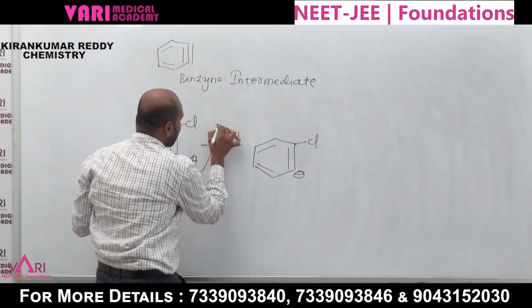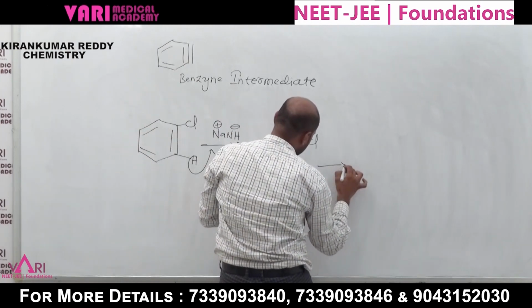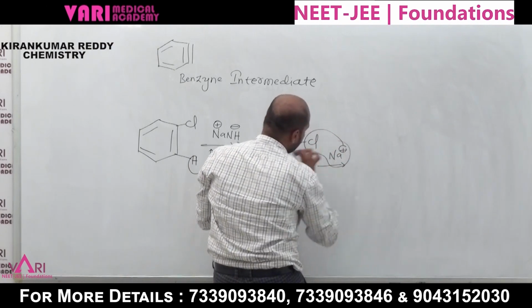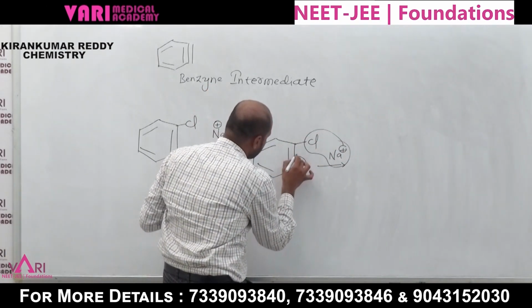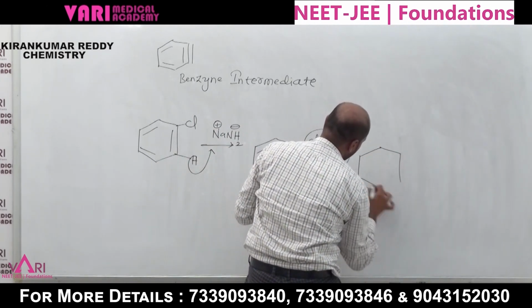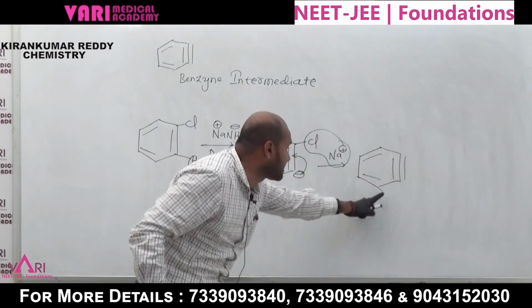Here is Na plus, NH2 minus. Here Na plus is present. Na plus and Cl minus are removed as NaCl. Now this bond is shifted like this. The benzyne intermediate is formed. This is the benzyne structure.